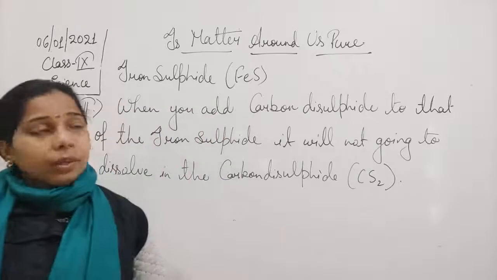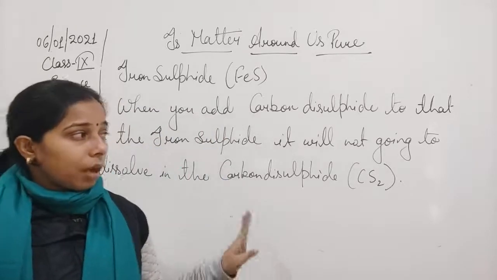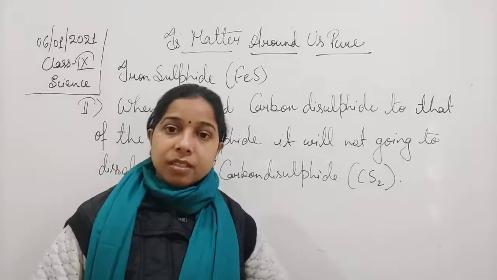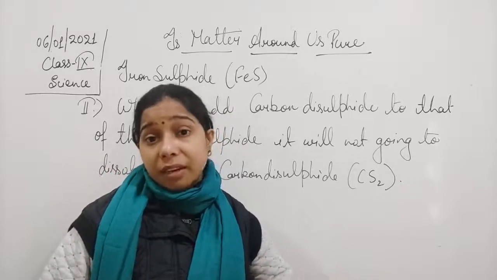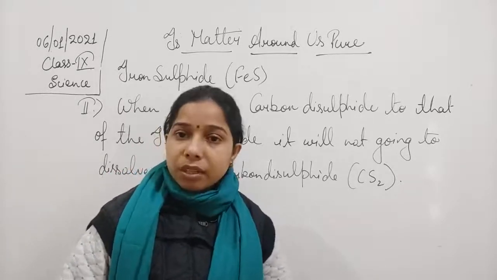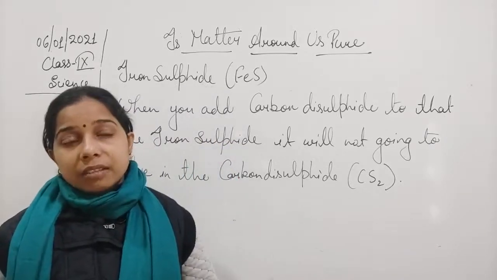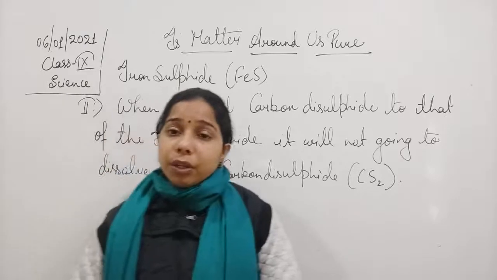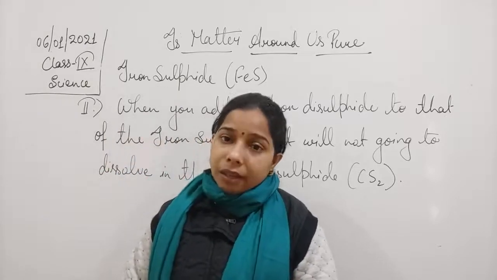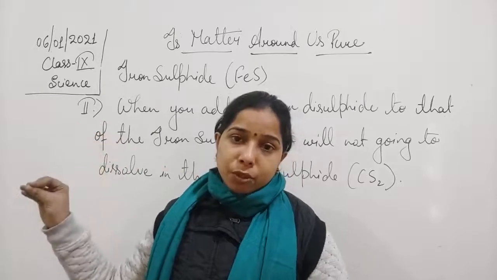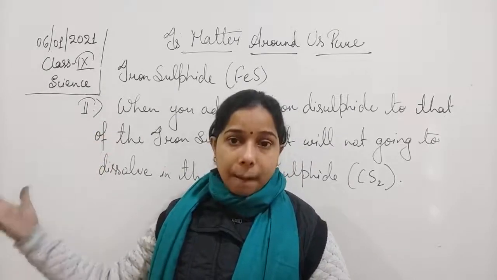So here we have seen that when you add dilute hydrochloric acid, there is a release of hydrogen sulfide gas instead of hydrogen gas, which we saw in the first case. So here, when you add these two to the FeS, which is formed by the reaction between these two, which we call the compound.